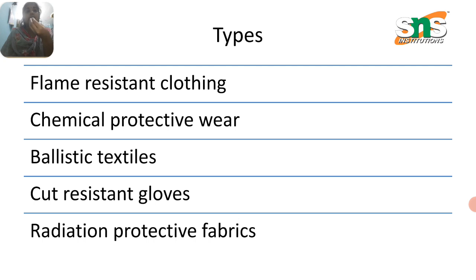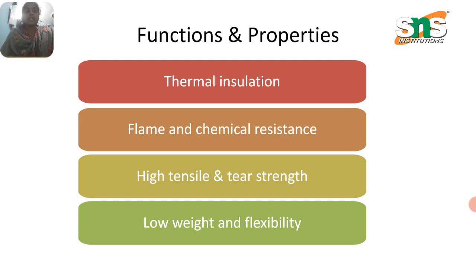So if you are using in the industrial purpose, mainly in machineries used for cutting purpose, they use this cut resistant gloves. Radiation protective fabrics, which is mainly used in nuclear stations, so to avoid the UV rays or any other laser relevant field which is included, it is a radiation protection fabrics. Next one is functions and properties. What are the main functions and what are the properties required in the protective textiles?